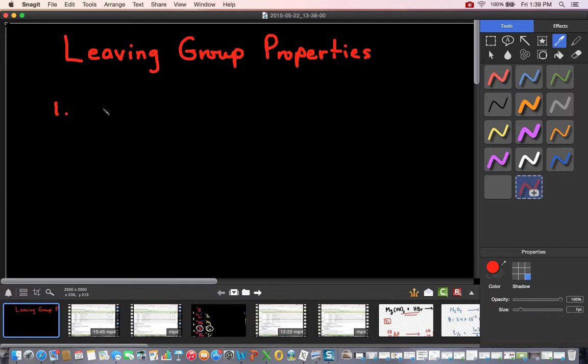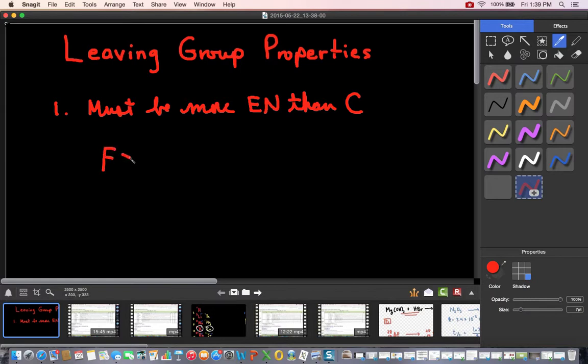Number one, it must be more electronegative than the carbon atom to which it's attached. This brings us to an excellent discussion of the descending order of electronegativity, the infamous Fonkelbrish.